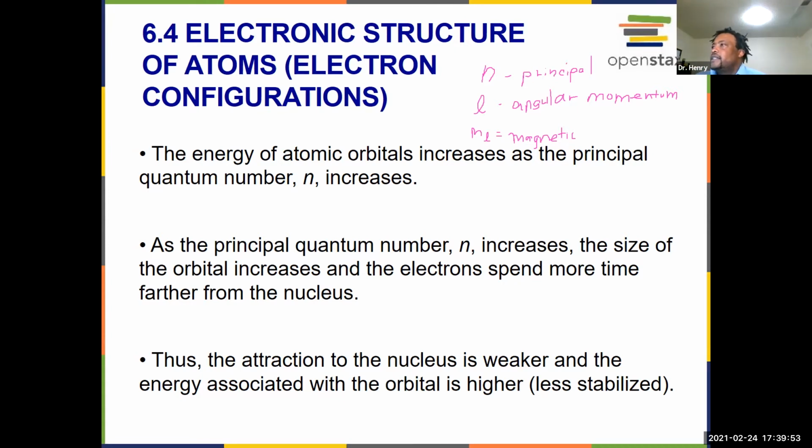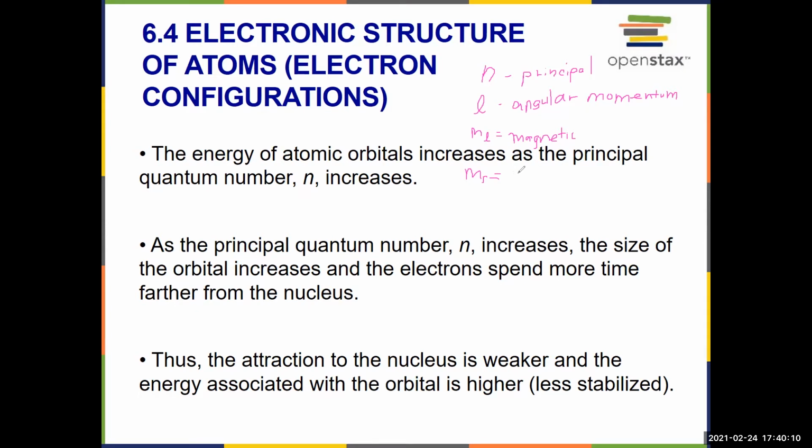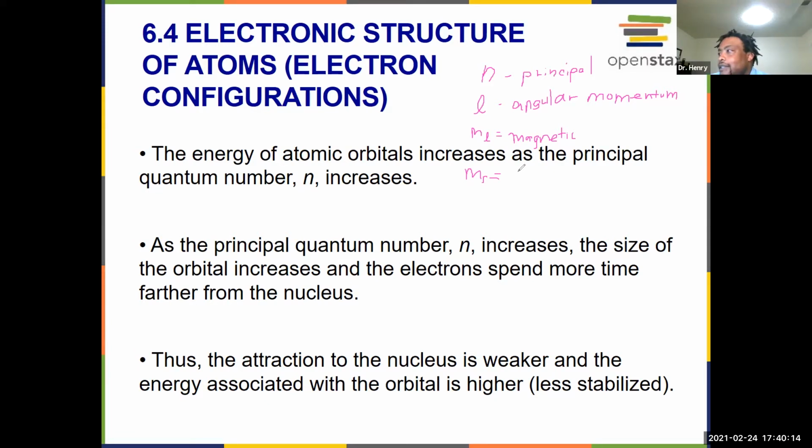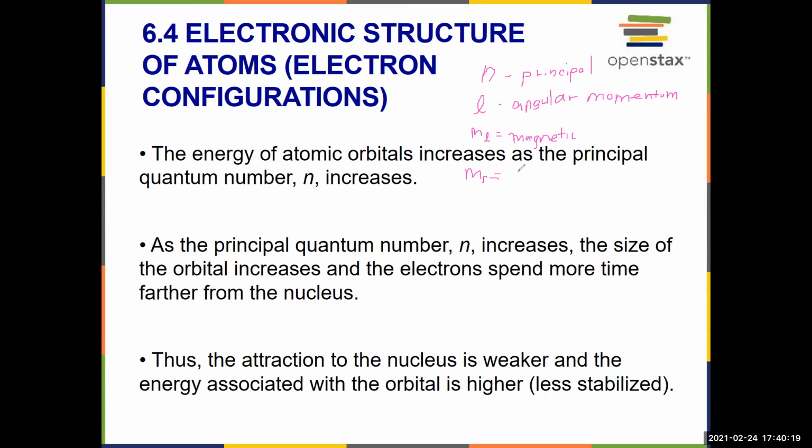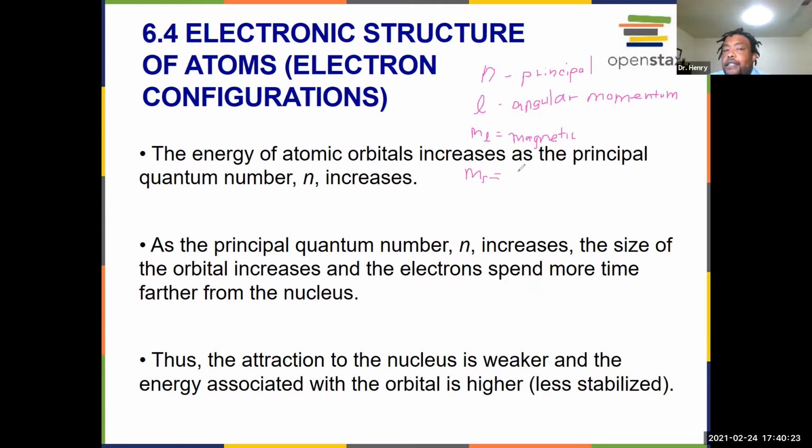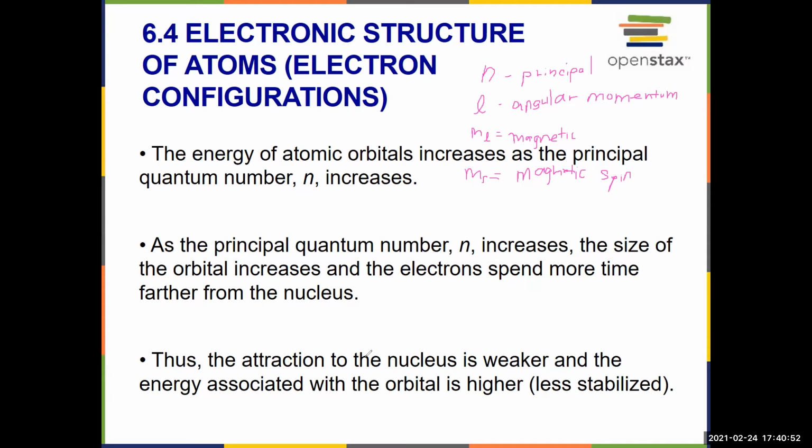Okay, so we have the magnetic quantum number and then the MS. Anyone? Okay, you have to say it non-robotic. See, they call it the magnetic spin, or just spin, the spin quantum number. Piece of cake.